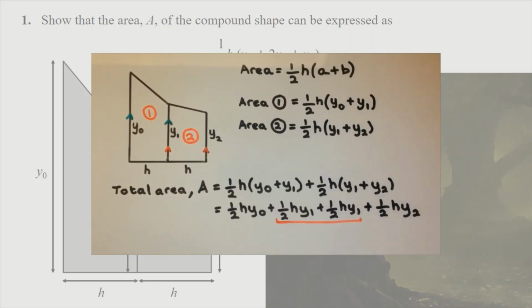But we need to factor out a half h. So if I factor out the half h, this is the final part, I only have one y0 term, and I'm factoring out the half h, so that's just going to give me y0. Now, here I have two lots of a half h y1, and I'm factoring out the half, so I must have two lots of y1.